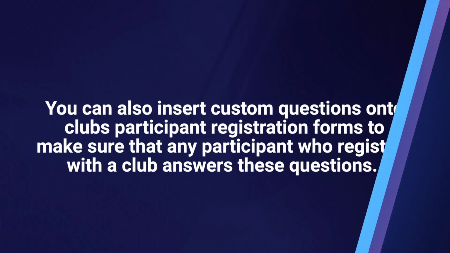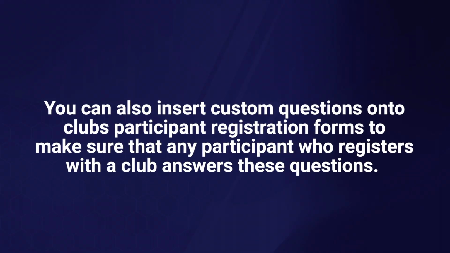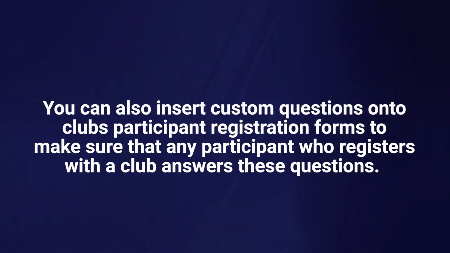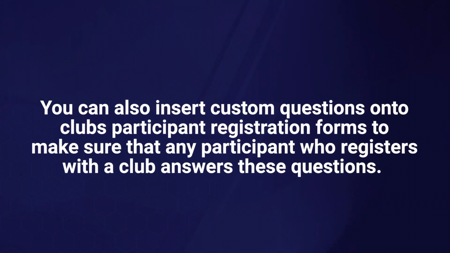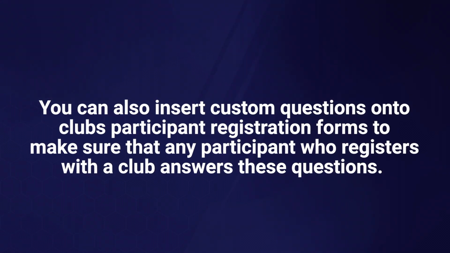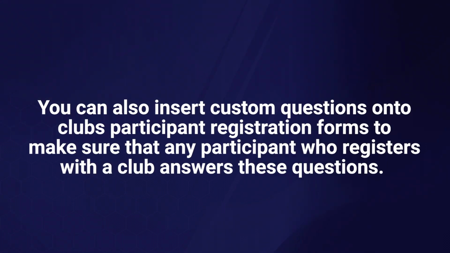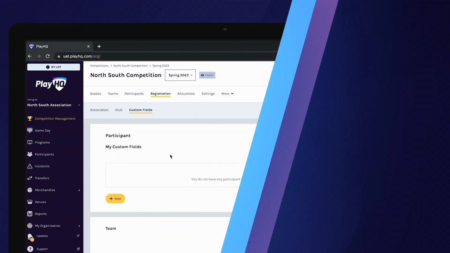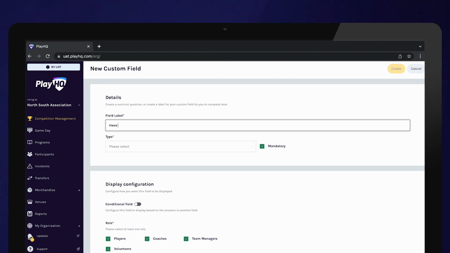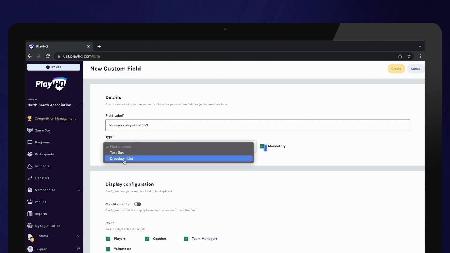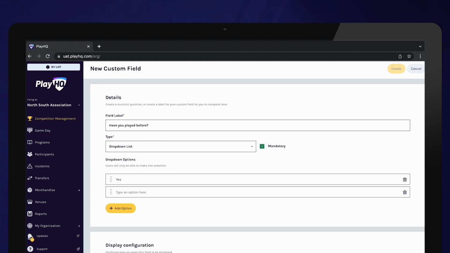You can also insert custom questions onto club's participant registration forms to make sure that any participant who registers with the club answers these questions. Any custom questions added are in addition to the PlayHQ standard registration form fields. Under Participant Custom Fields, select Add Custom Question. Again, enter the question you would like in the field label. You can also make this question mandatory by ensuring that the checkbox is ticked.